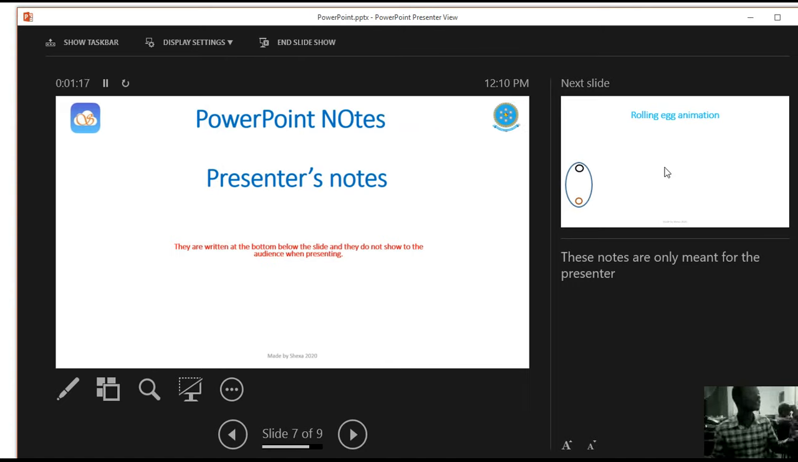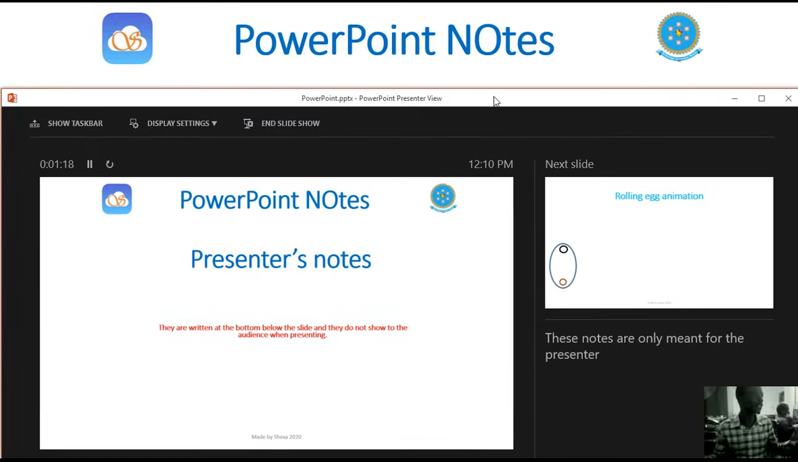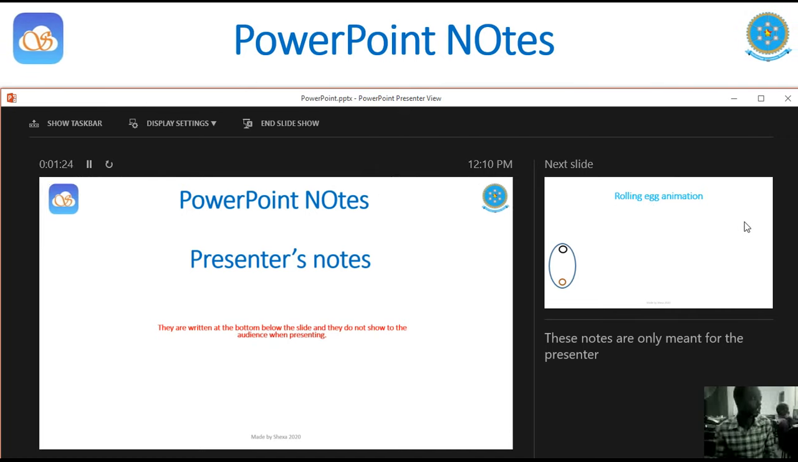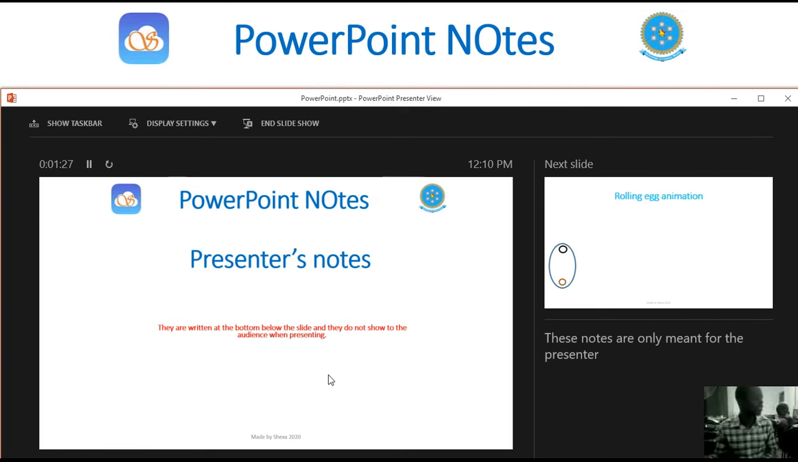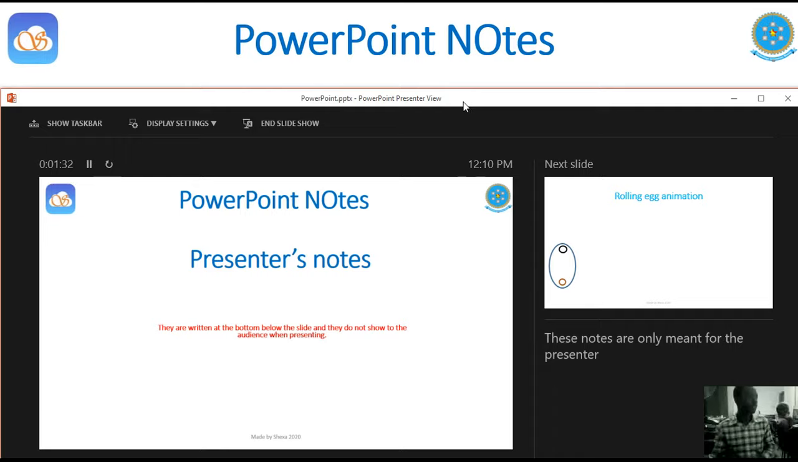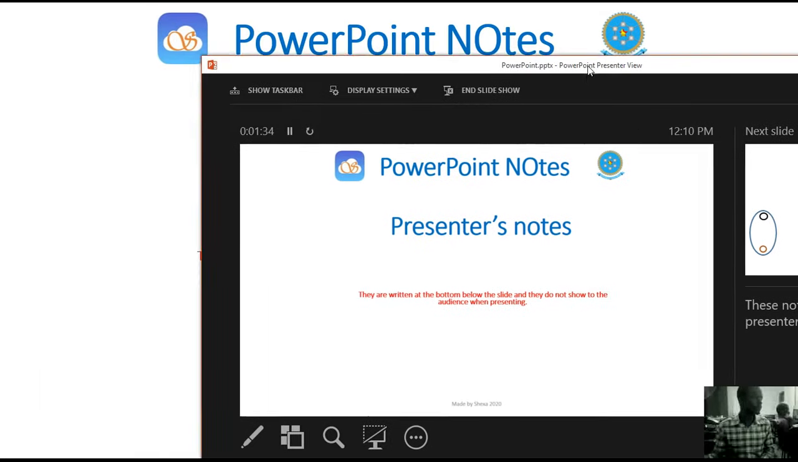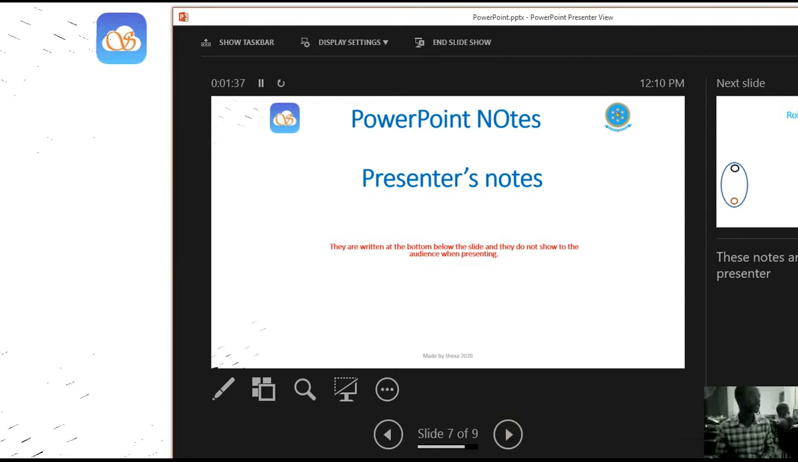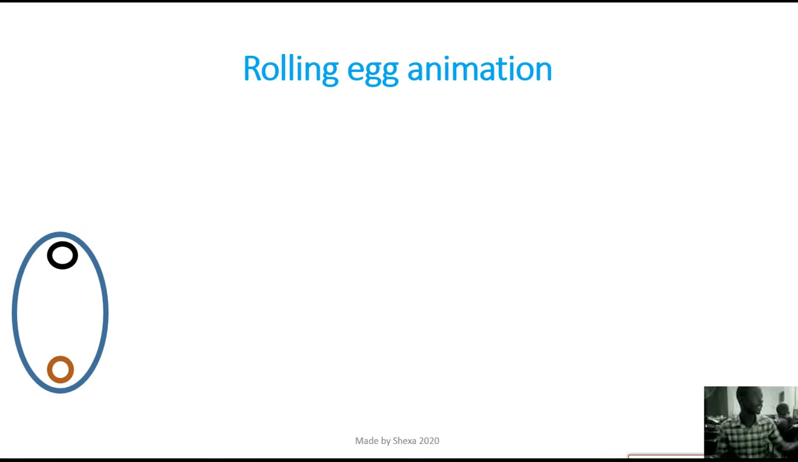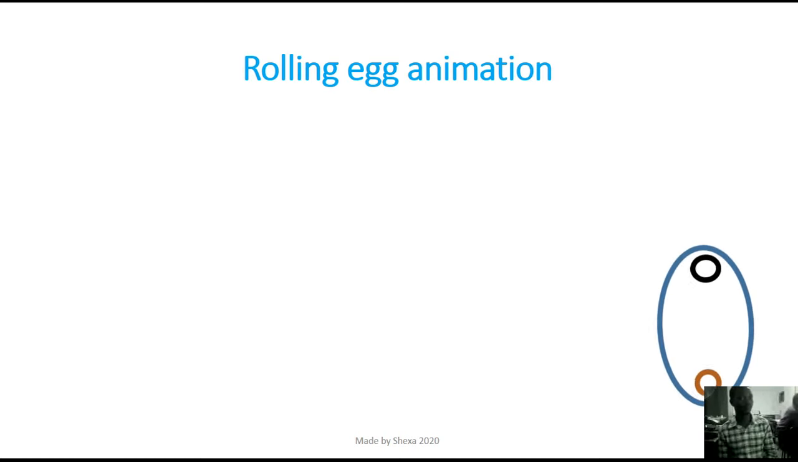I may tell you the next slide that is going to come, and I see it here: rolling egg animation. So I will say, right, we are done with this. Now let's talk about the rolling egg before it pops up. The moment I say that, I click on next. Then the rolling egg comes in. You see, the rolling egg is there. And on my computer, I can click next to see the rolling egg. So that's presenter's notes for you.